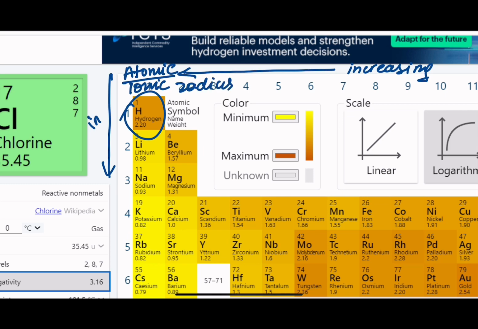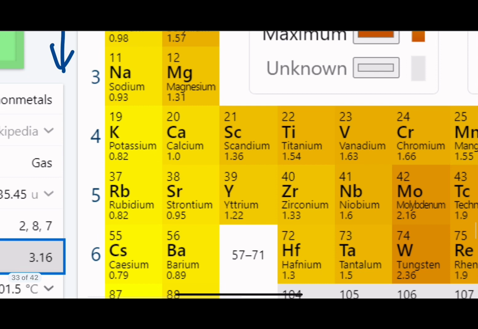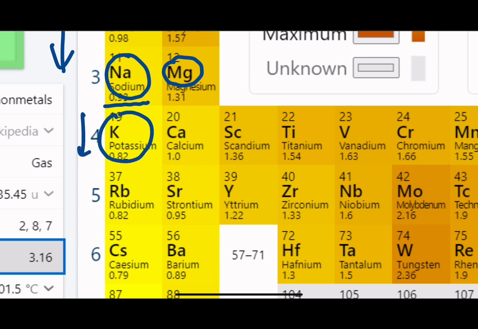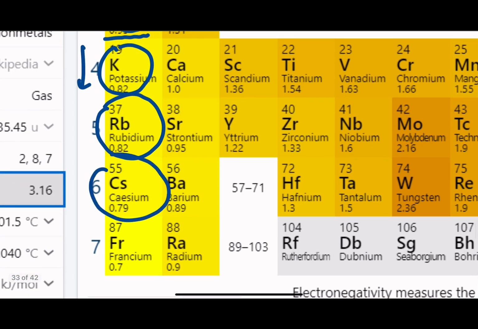So now let's compare sodium and magnesium. Sodium will have a larger radius than magnesium, okay? And as you go down, radiuses are even increasing. Rubidium is even bigger, cesium is even bigger, so it's increasing as you go down.